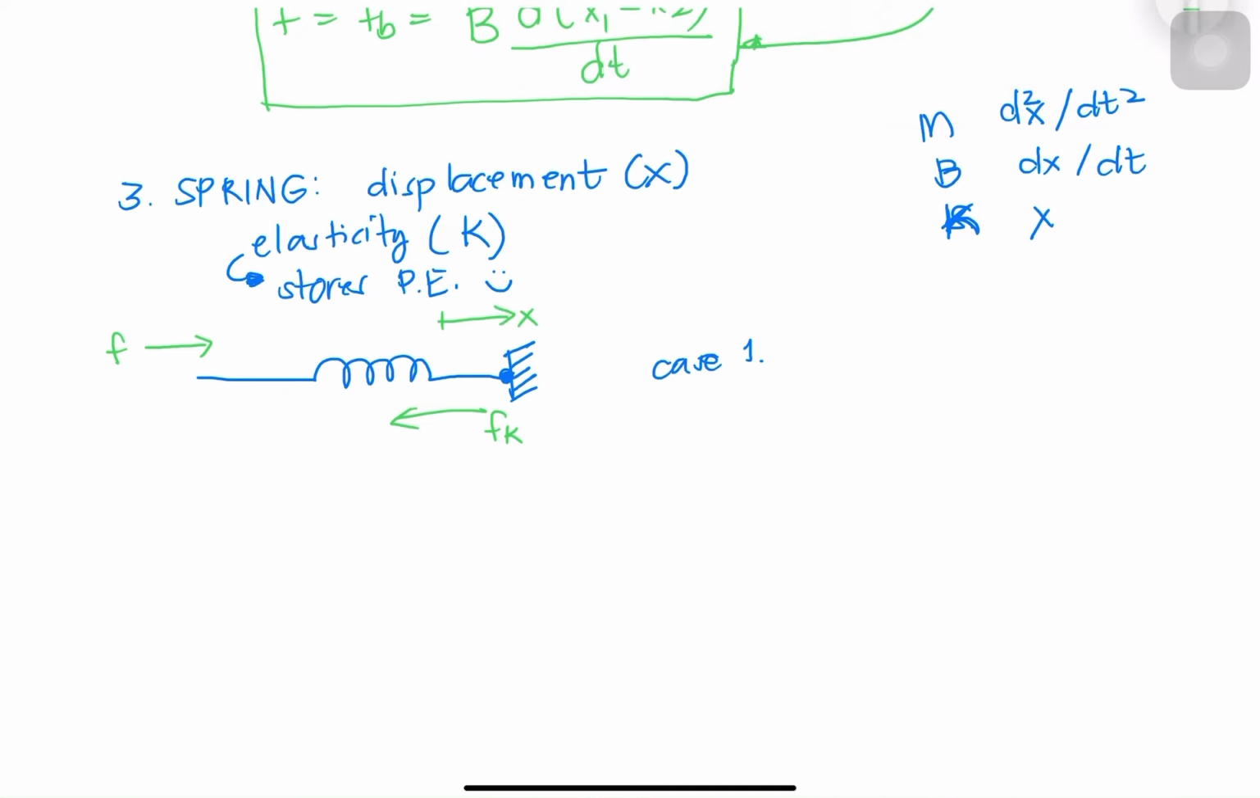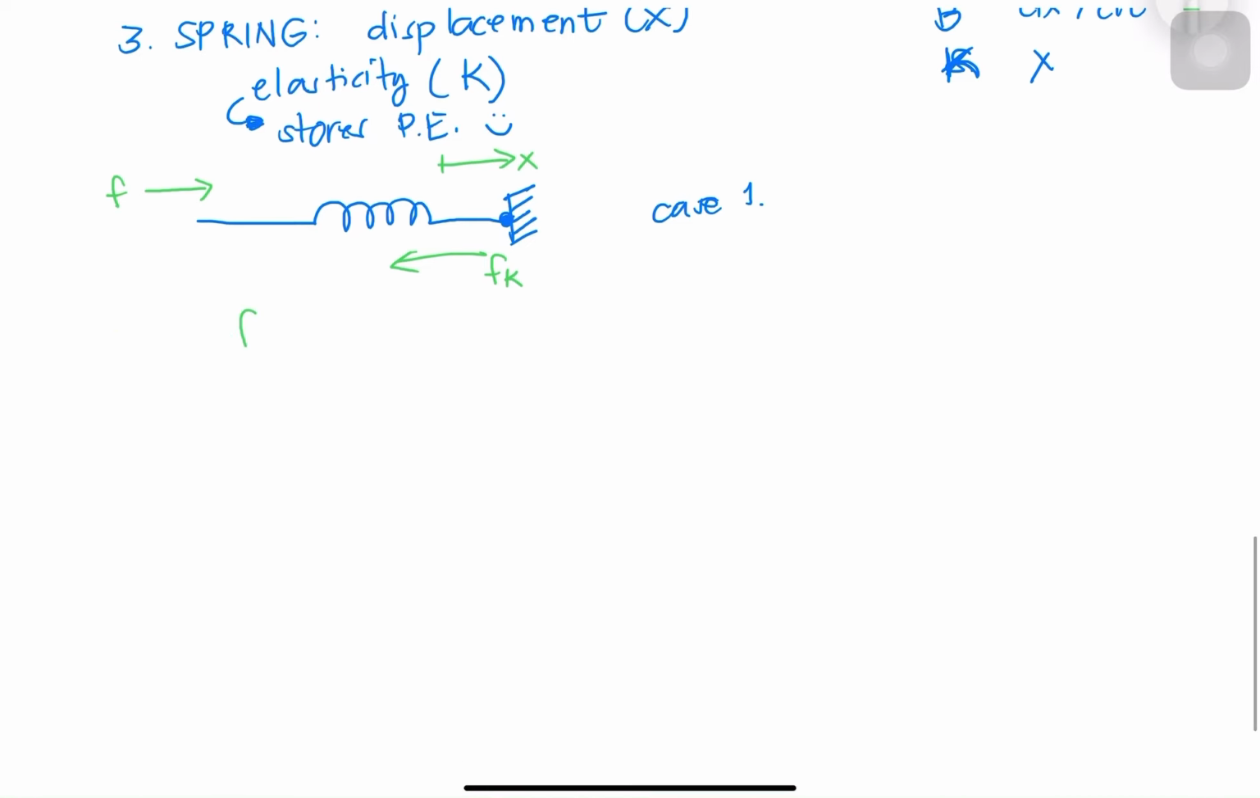x. Okay. So, sabi, Fk or force due to elasticity is proportional to displacement x. Therefore, Fk is equal to K, yun yung factor, elasticity factor times x. So, again, F is equal to Fk, therefore, F is also equal to Kx. So, this is the formula for case 1.